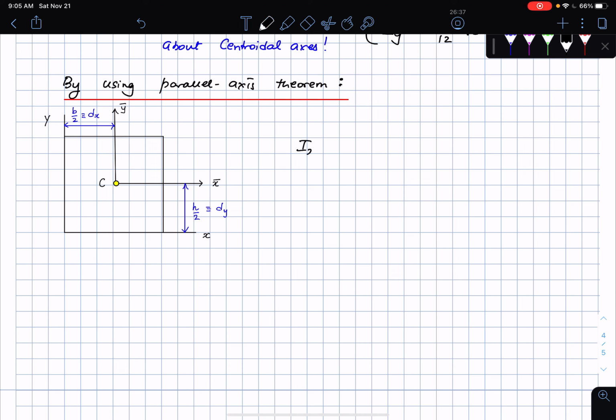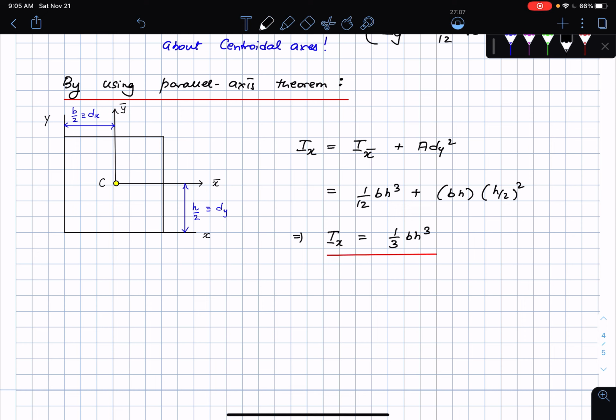Ix, which is about this x-axis, is going to be Ix bar plus area times dy square. Which means that this is going to be 1/12 bh cube plus the area b times h times dy square, which as you can see is h by 2 whole square. If you do the addition, Ix will end up being 1/3 bh cube. This is from the parallel axis theorem.